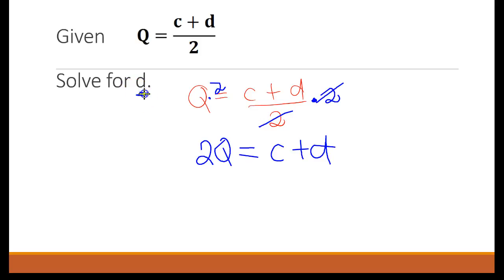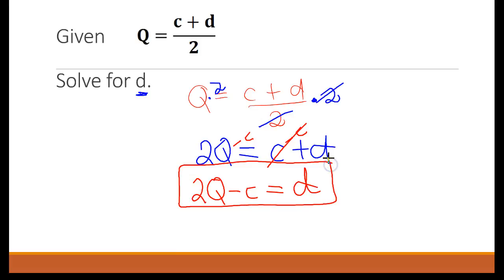We're solving for d, so the only thing we need to do now is get rid of this c by doing what? Just subtracting it. Now get rid of the c's on that side, and what you have is 2q minus c equals d. Done.